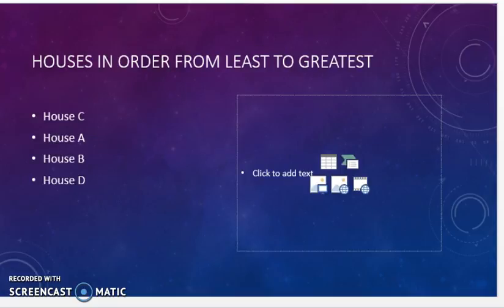Here's the houses in order from least to greatest. House C we found was the least expensive. House A followed. House B followed. House D was the last.